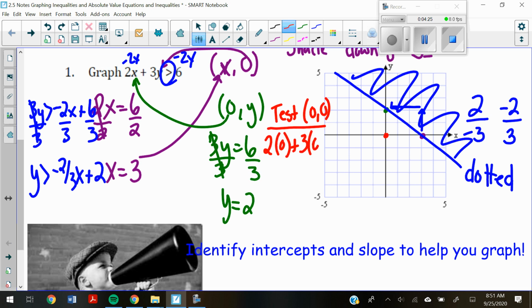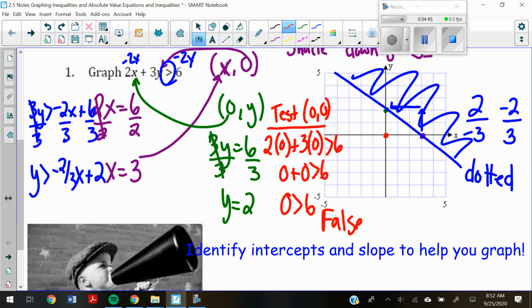And I'm going to solve this inequality and see if I get a true statement or a false statement. 2 times 0 gives me 0. 3 times 0 gives me 0. 0 plus 0 is 0. So question, is 0 greater than 6? No, it's not. So this is false.